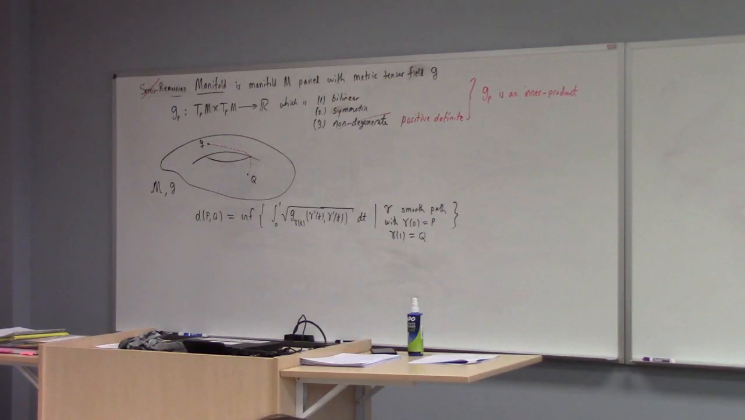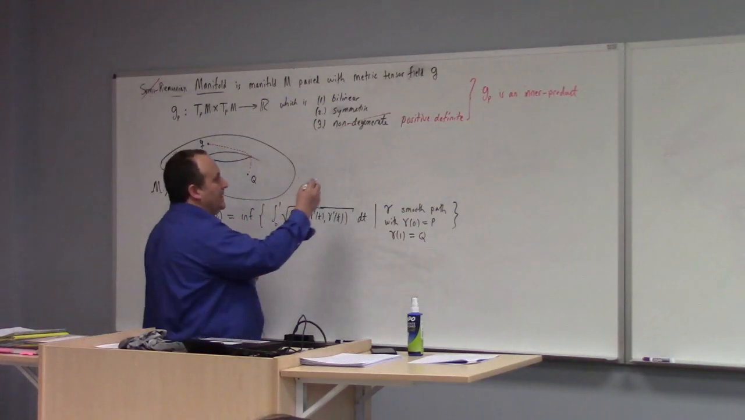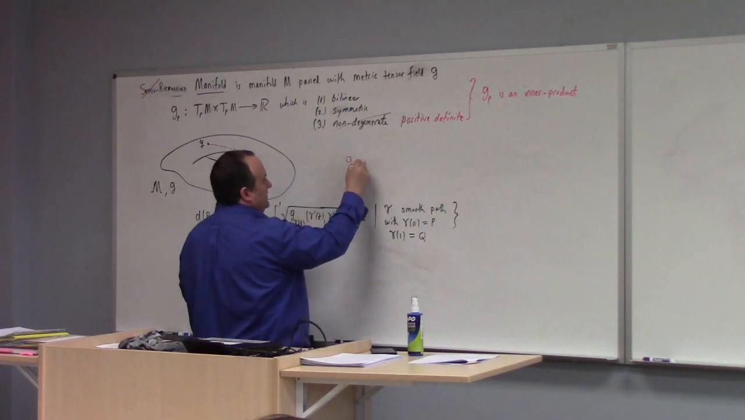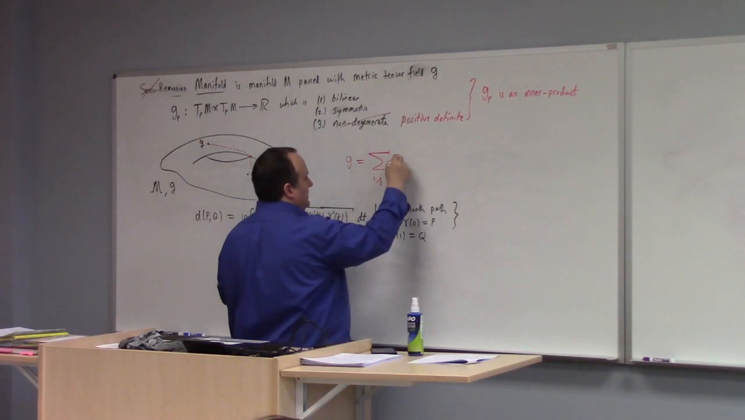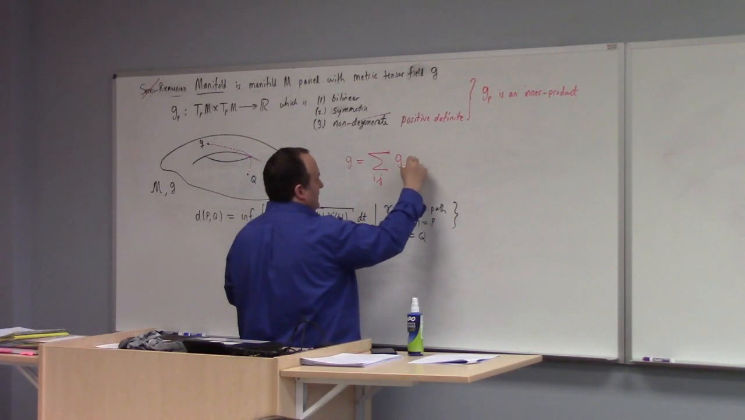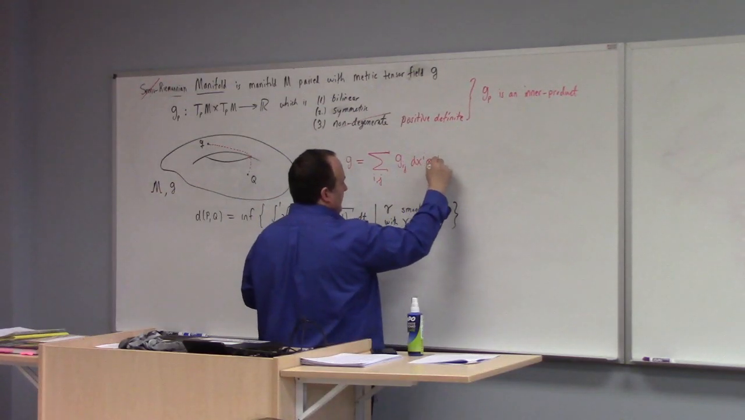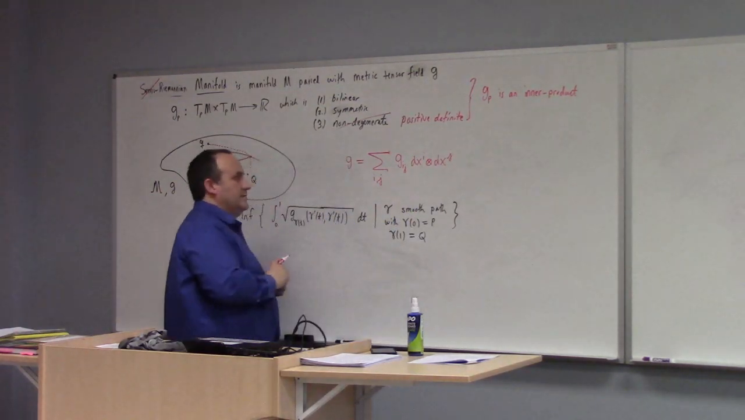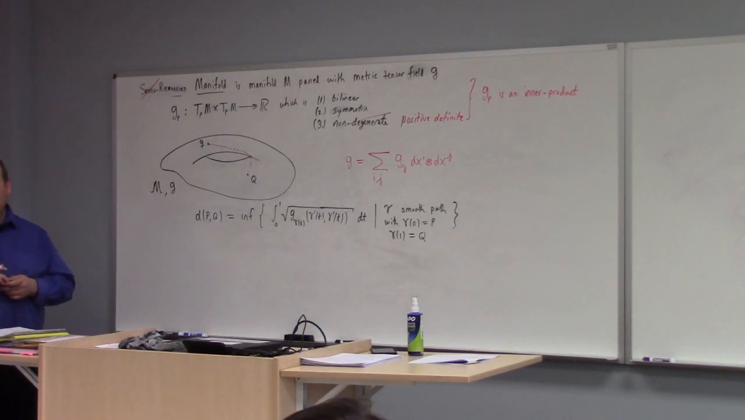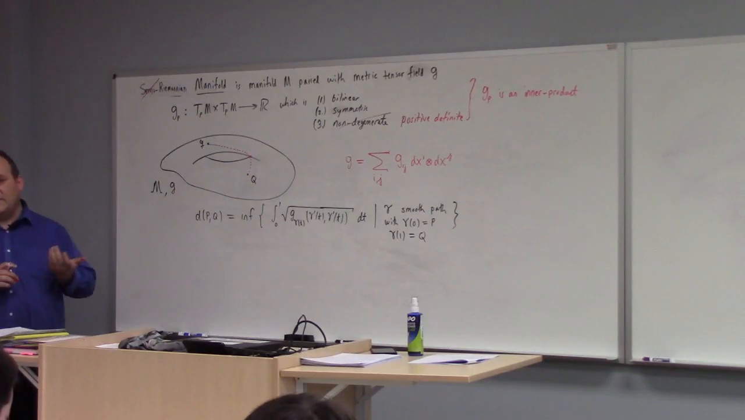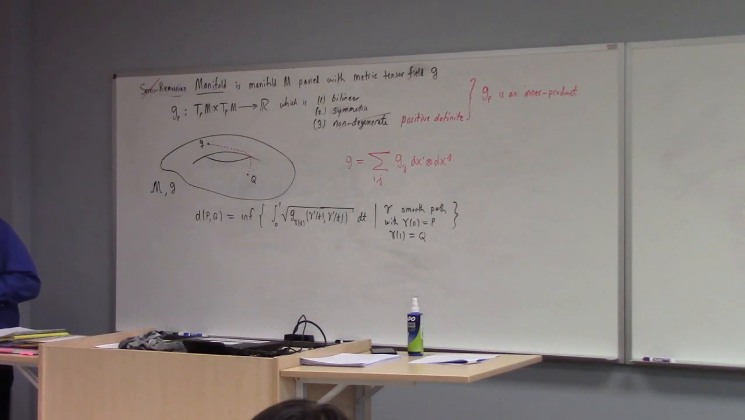Right? So some classical language for this is we can write G is equal to the sum over i and j of g_ij dx^i tensor dx^j. Actually, I'm not sure how classical that language is, but that's how we can express a symmetric bilinear tensor, right? In local coordinates, that's what it looks like.